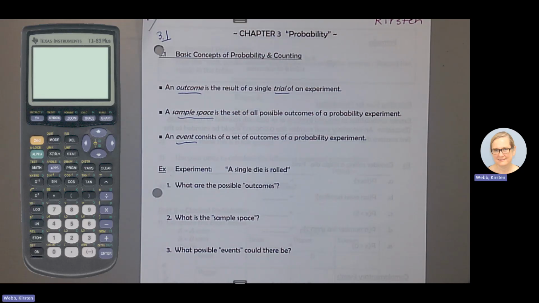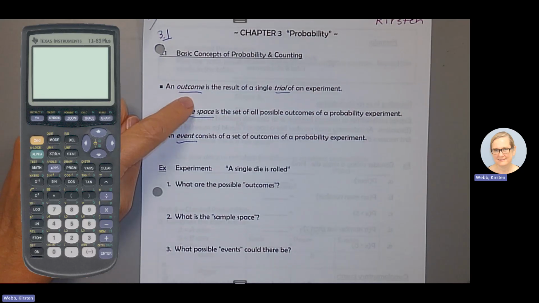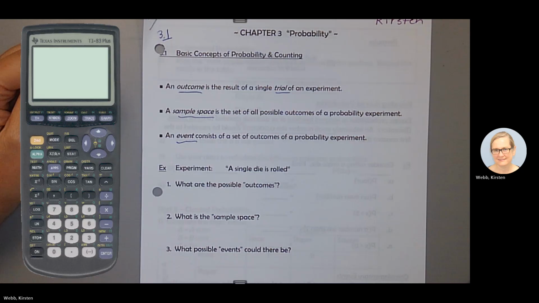So a lot of times in probability experiments, something is repeated multiple times, and each time it's repeated, we call that a trial. So you might say, there were 10 trials, we repeated something 10 times. And the result of each trial is technically called the outcome. No big surprise there, probably, right?